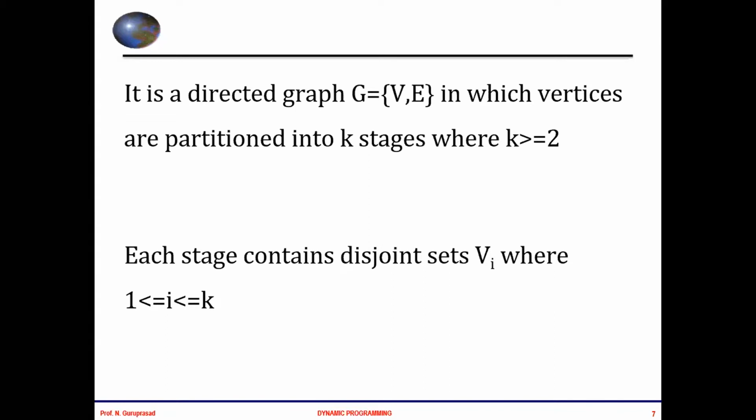That is why it is called a multi-stage graph, and these stages are called K stages, that is, stage 1, stage 2, stage 3 and so on. There's no limit to the number of stages. I will tell you which vertices in the graph will be called stage 1, stage 2. But these K stages in the graph are such that K is always greater than or equal to 2. And every stage will contain disjoint sets of vertices, that is V of I, where 1 is less than or equal to I, less than or equal to K.